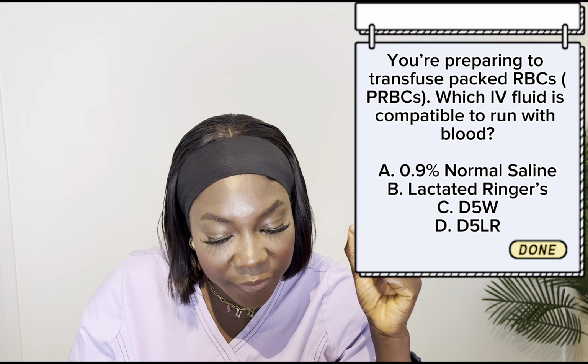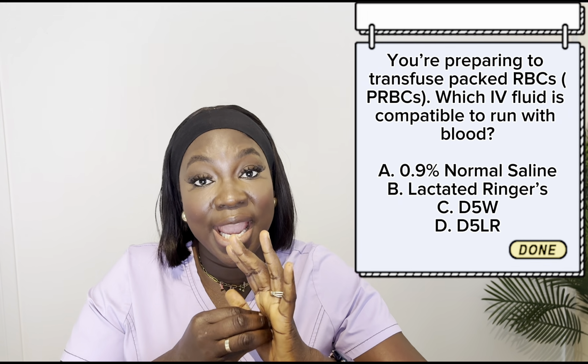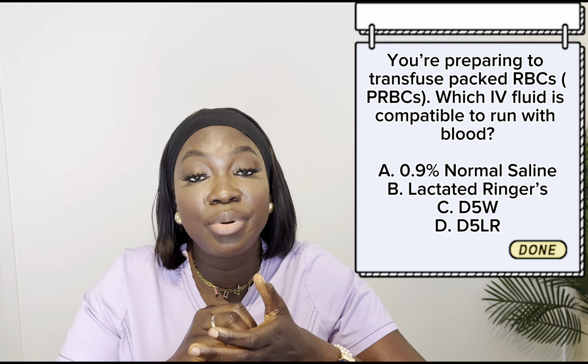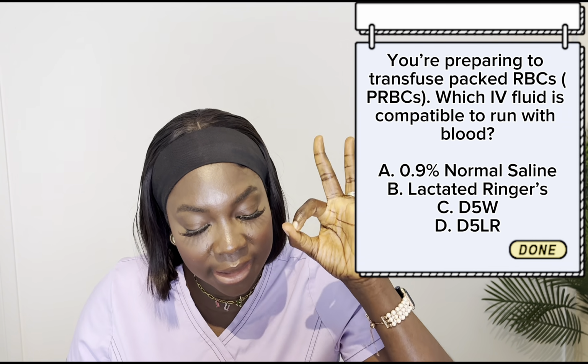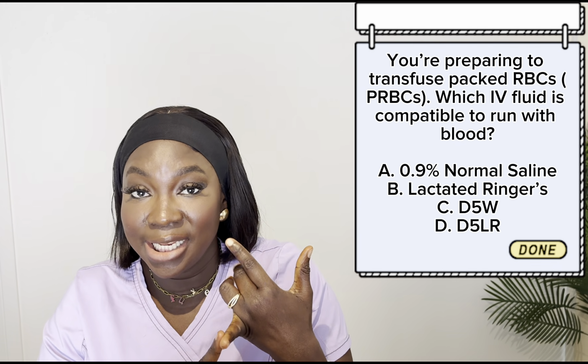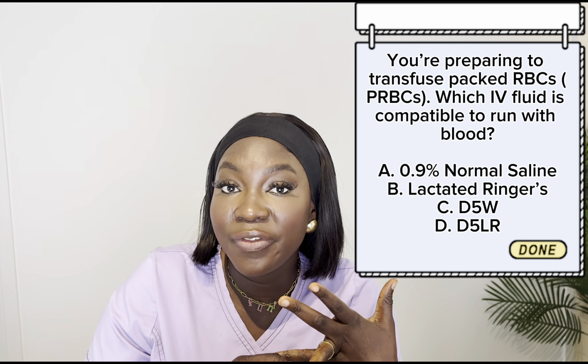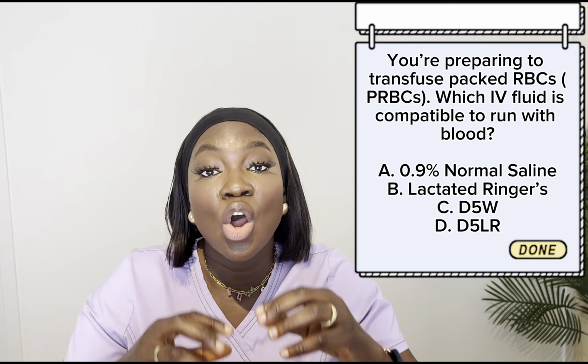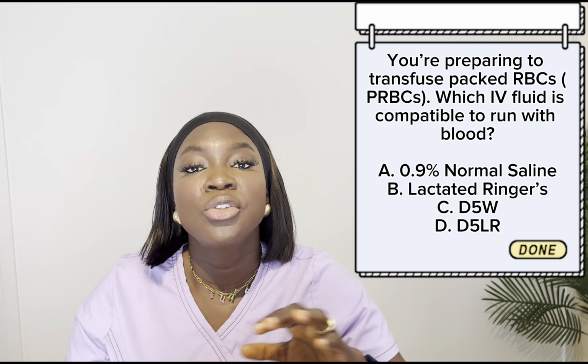C, 5% dextrose in water. This is sugar plus water, and it can make the red blood cells burst. And D, 5% dextrose in lactated Ringer's. This contains dextrose, which is sugar, and lactated Ringer's, which has calcium. It can make the blood cells clump and burst. So only normal saline.